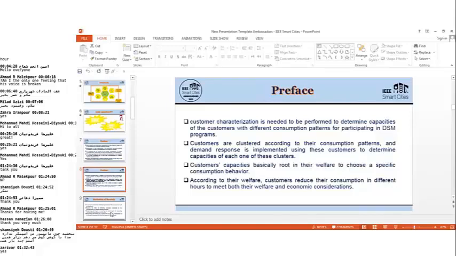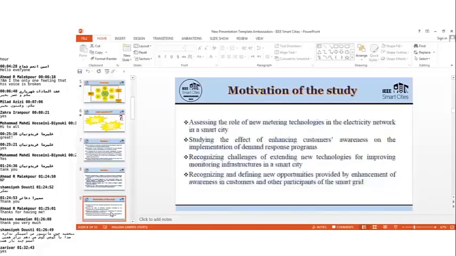According to their welfare, customers reduce their consumption in different hours to meet both their welfare and economic consideration, in the consequence of load reduction in times of high price. As you know, in peak periods, usually electricity prices are high, and customers would reduce their consumption in these periods to save money and reduce their cost.